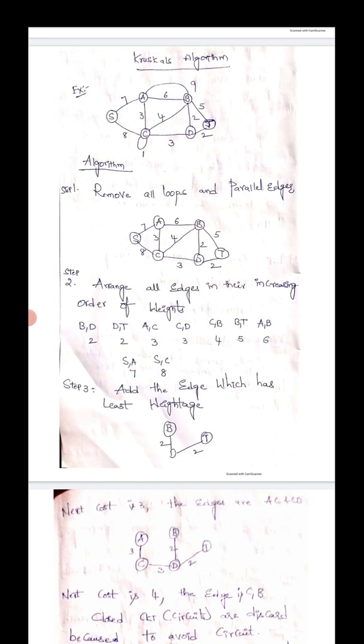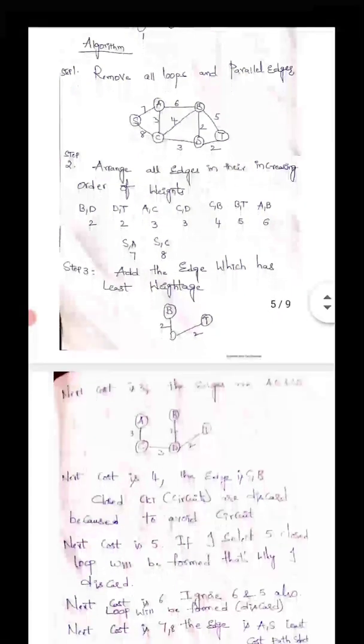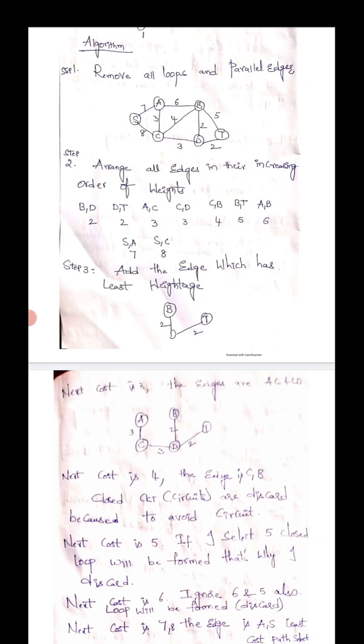We need to remove a parallel edge based on the minimum cost. We select the least cost path, and the maximum cost edge is eliminated. Listen carefully: remove all loops and parallel edges and write down the remaining part of the diagram. And step 2, you need to arrange all edges in increasing order of their weights.